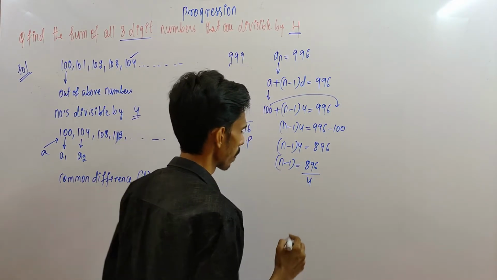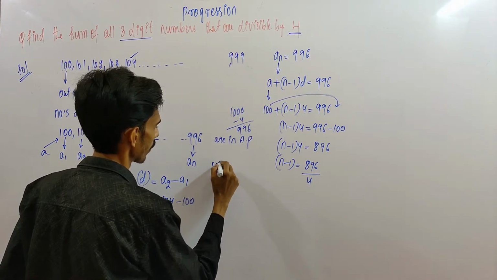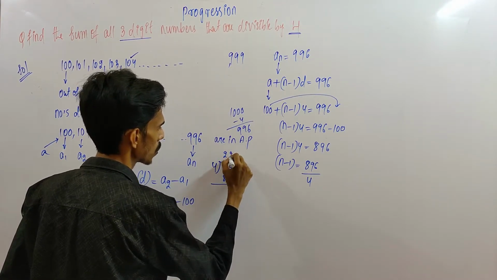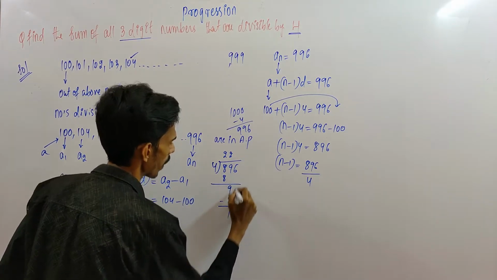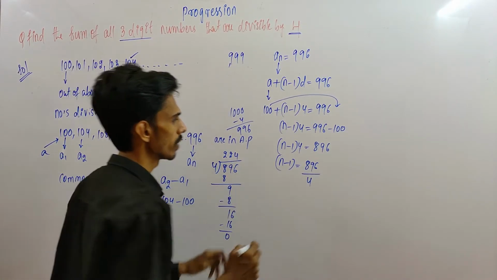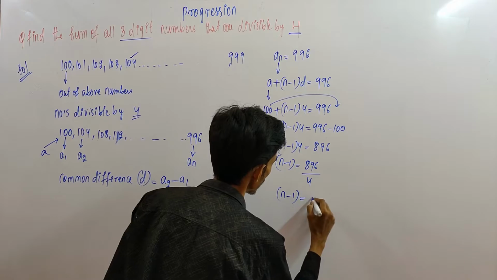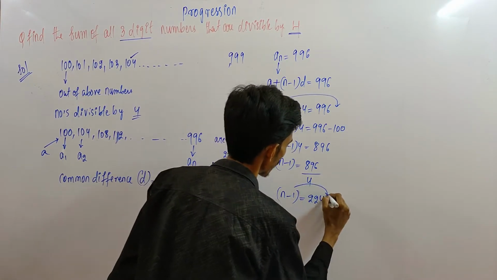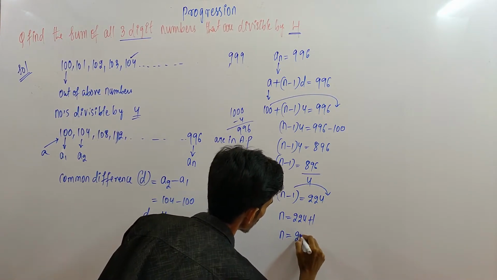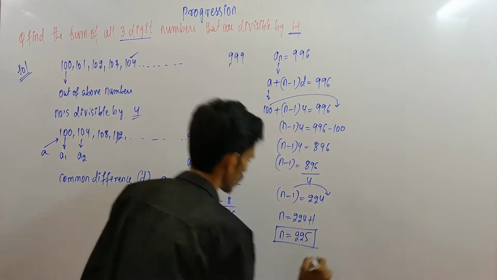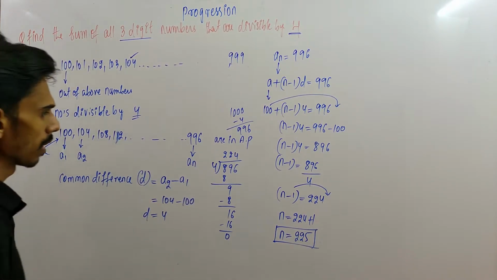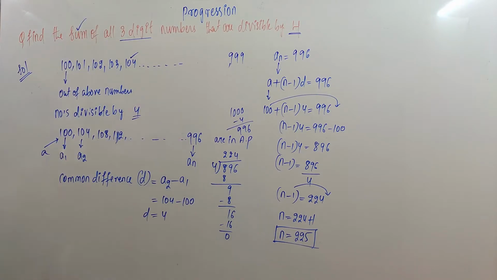896 divided by 4. Now let us divide it. 4 2s are 8. We have this 9. 4 2s are 8. Now 16. 4 4s are 16. So we will get 224. So N minus 1 value is 224. Send this 1 here. We have N equal to 224 plus 1. So N value is 225. So we have 225 such numbers that are divisible by 4. In the question, we have been asked to find out the sum.